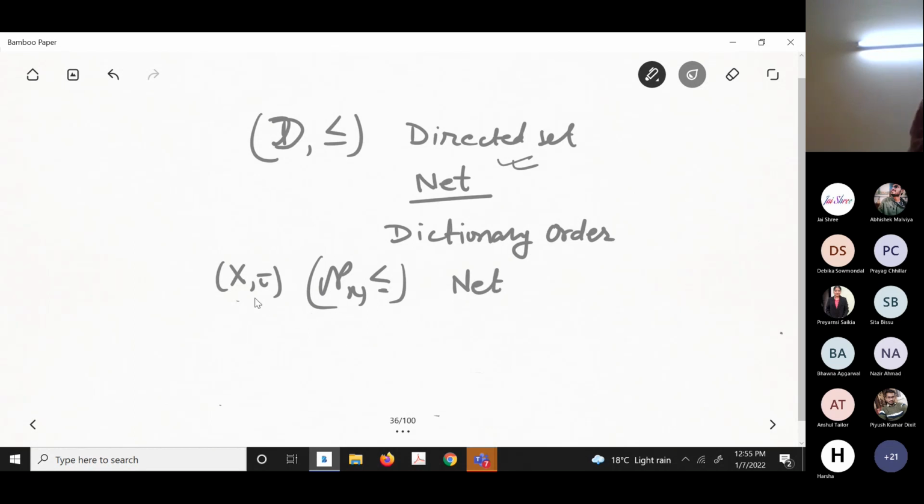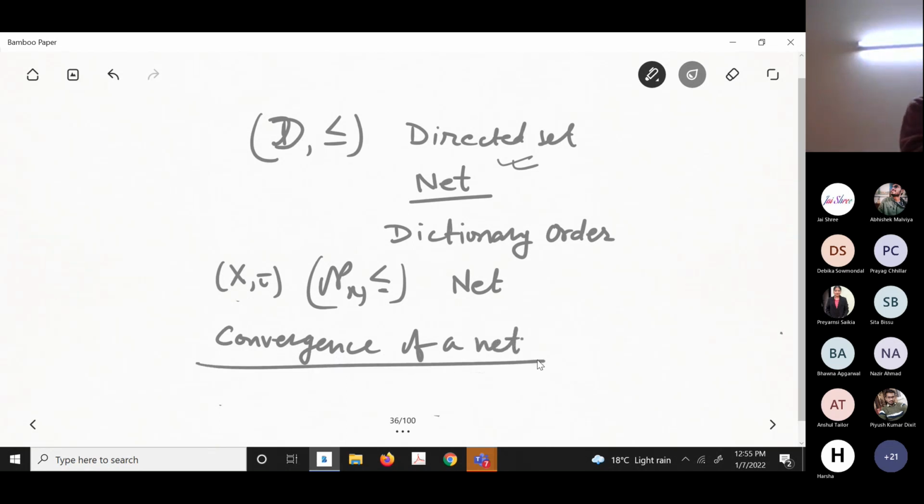If I get a net in a topological space, because it's a generalization of sequence, then what will I mean by convergence of a net? Convergence of a net. Okay. That I need to explain. That is exactly what I need. Convergence of a net. Also, I won't need it often.